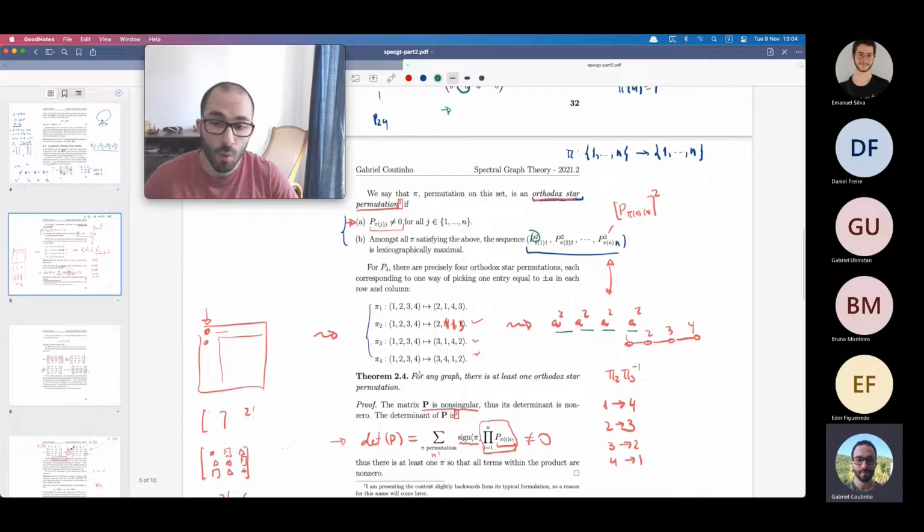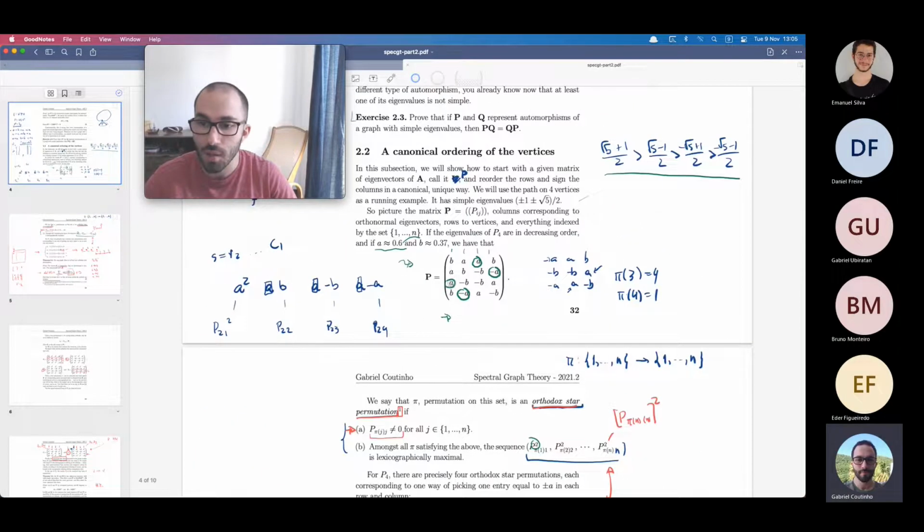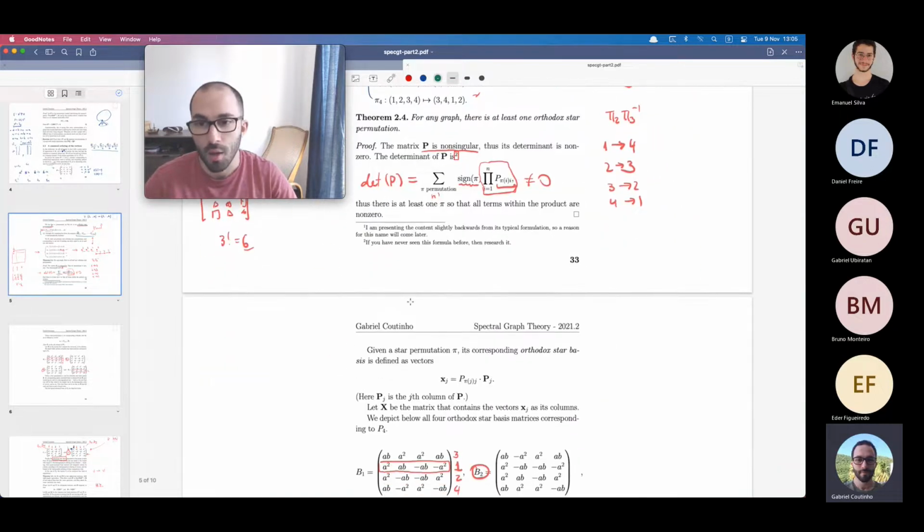And then we had a discussion on why we can always find at least one of these, meaning why there is always at least one choice of an entry in each row and column, all of those different than 0, right? So in principle, it could be, who knows, that in an eigenvector matrix, it was impossible to select one entry in each row and column different from 0. However, we saw that this is not the case because this matrix is invertible. Then this theorem guaranteed that there is always one such way. Amongst all of those, we picked the lexicographically maximal.